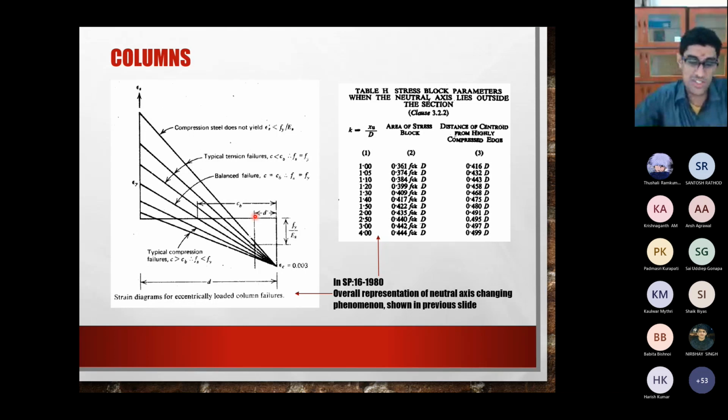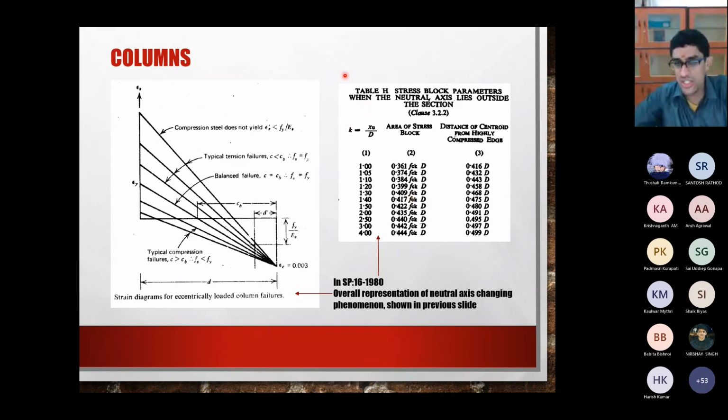Here you have two things: compression is there, and bending moment is there. So depending on the relative values of both, your neutral axis will be present somewhere which you do not know. Therefore, there are some clues given in SP16 which you can use. They give one parameter called K, known as XU by D. For such cases, they tell you the area of the stress block and the distance of the centroid from the highly compressed edge. To locate this point, they give you some tables that you can use.